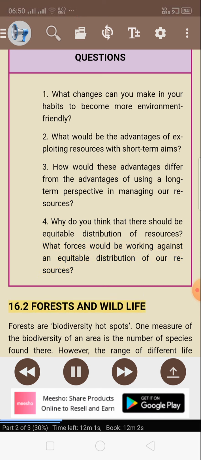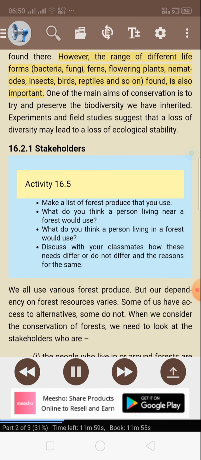16.2 Forests and wildlife. Forests are biodiversity hotspots. One measure of the biodiversity of an area is the number of species found there. However, the range of different life forms, bacteria, fungi, ferns, flowering plants, nematodes, insects, birds, reptiles, and so on found is also important. One of the main aims of conservation is to try and preserve the biodiversity we have inherited. Experiments and field studies suggest that a loss of diversity may lead to a loss of ecological stability.